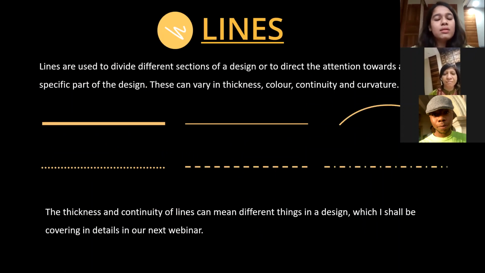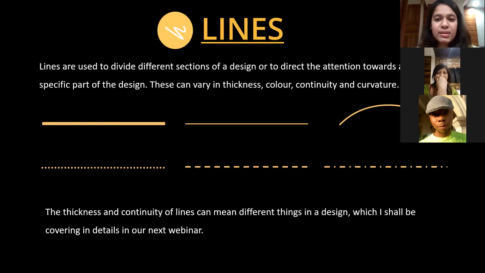So lines. Lines are used to divide different sections of a design or to direct the attention towards a specific part of a design. When we usually write something, we tend to underline the main point, right? And that is because we want to emphasize that point. Also, when we want to make columns or rows, we make lines so that we can divide the paper into different sections. So this is the entire point of a line, where using these lines, you can understand what the main area of focus in your design is.